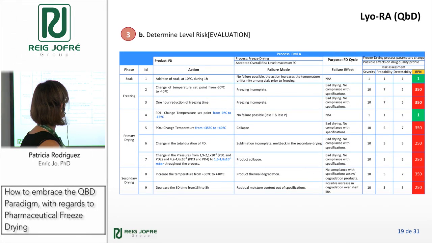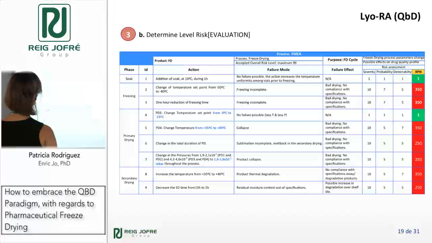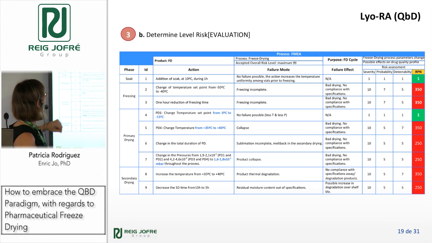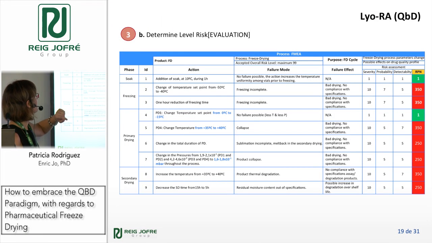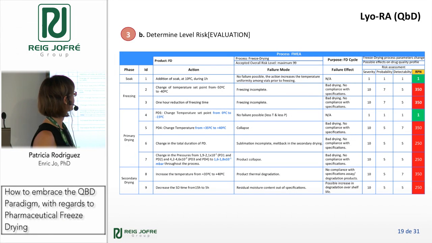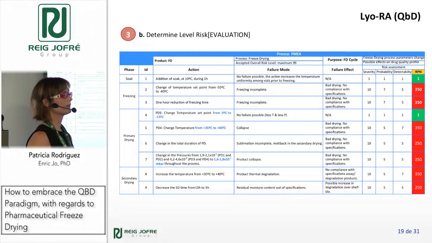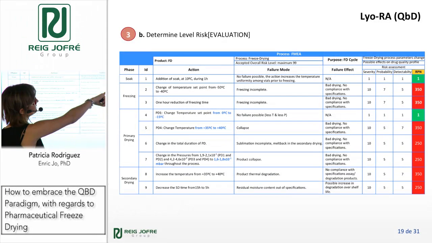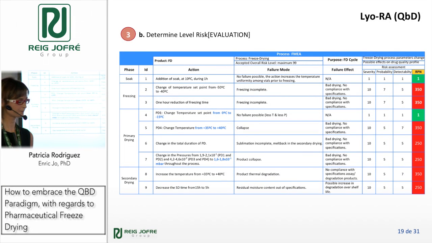Then let's go to do the evaluation. To do that, we put in the different options. So for instance, number one, addition of a soak at 10 degrees during 1 hour. Failure mode, no failure is possible in that case. The action increases the temperature among the vials, so there is no failure effect. My risk priority number is just one. Severity, the lowest one, probability and detectability also.